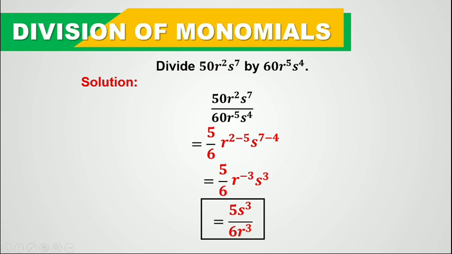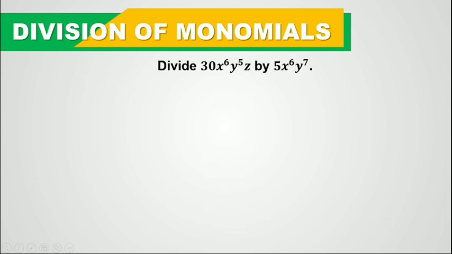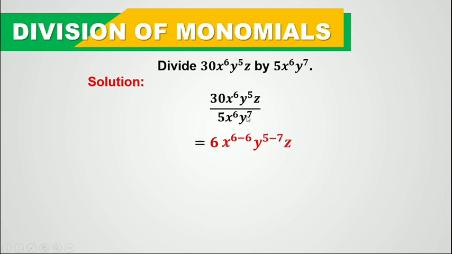Now let's try more for you to understand this concept better. Let's try to divide 30x to the 6th power y to the 5th power z by 5x to the 6th power y to the 7th power. All right. Now, let's try to divide their numerical coefficients first. So 30 divided by 5, it's 6. And then x to the 6th power minus 6. And then y, 5 minus 7. And then just write z. So z has no pair in the denominator, so we're just going to copy that.